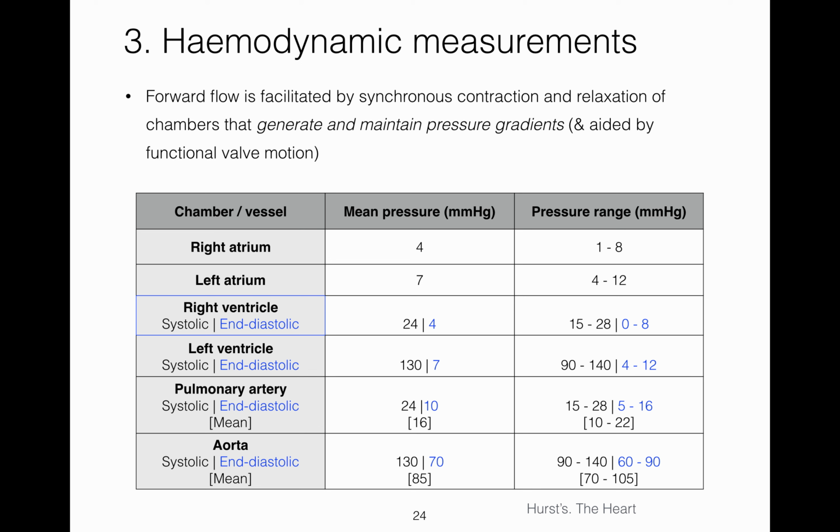And the pressures vary according to the phase of the cardiac cycle in which they are measured, where end systolic and end diastolic pressure in the left ventricle is the most variable. Low end diastolic pressure in the ventricles is necessary to ensure normal ventricular filling from the atria.